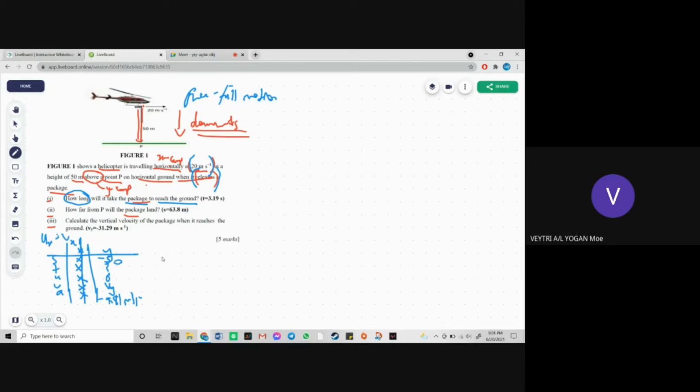Let's try to use S equals to UT plus 1 over 2 AT square. Alright, S, negatif, jangan lupa 50 equals to initial velocity, kosong. Time, you kena cari. Jangan risau, kenapa? We have another time over here. Jadi jangan risau langsung. Next, plus 1 over 2 A anda adalah negative 9.81 T, you need to find. Okay, what will you get? Your T over here, you will get 3.19 second.